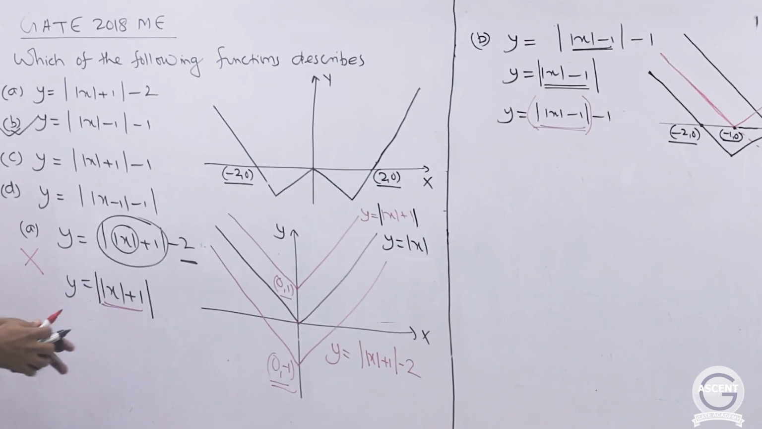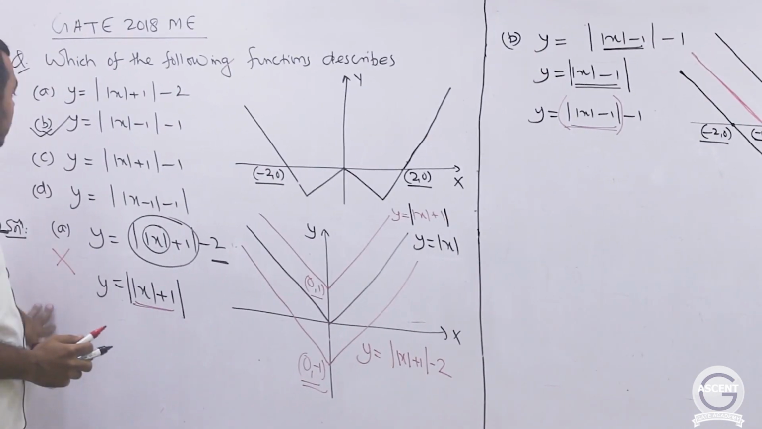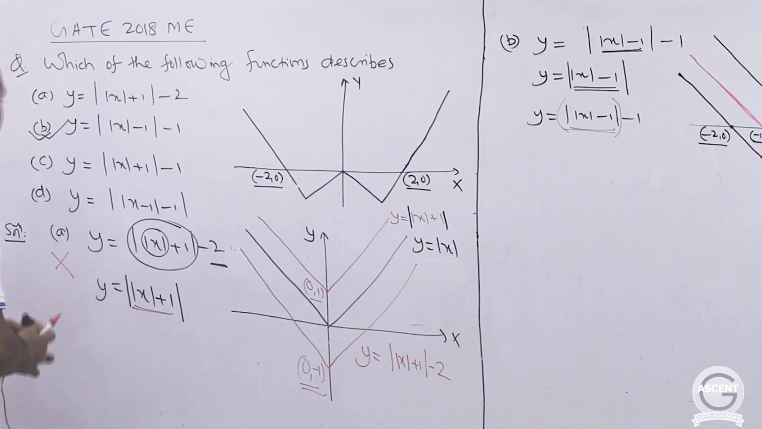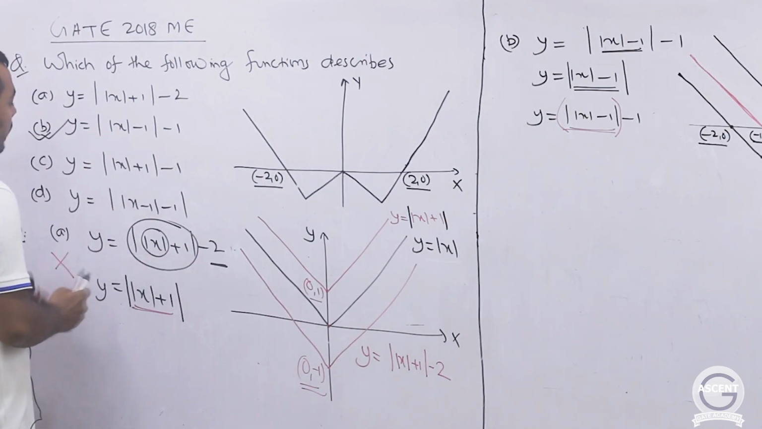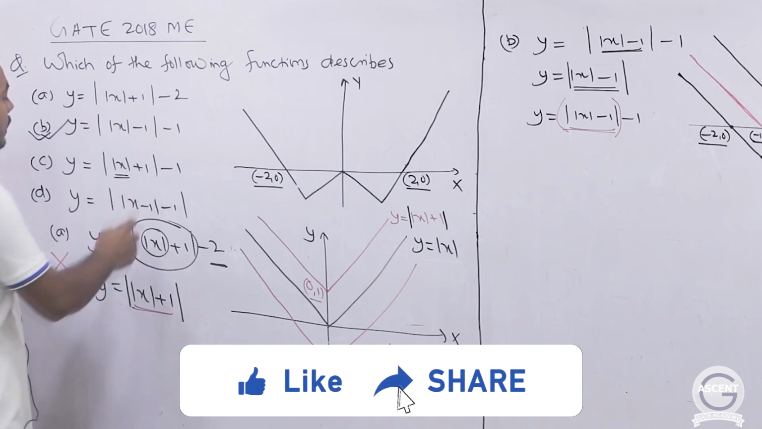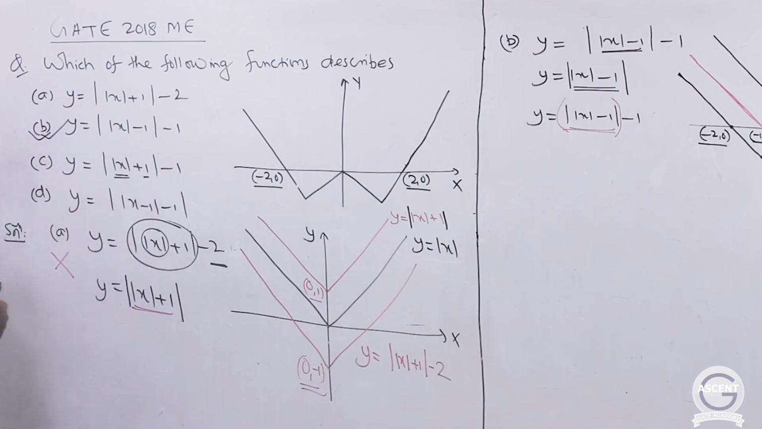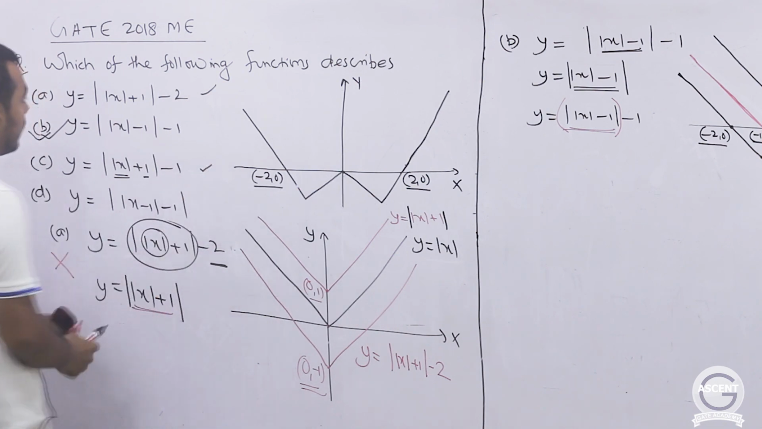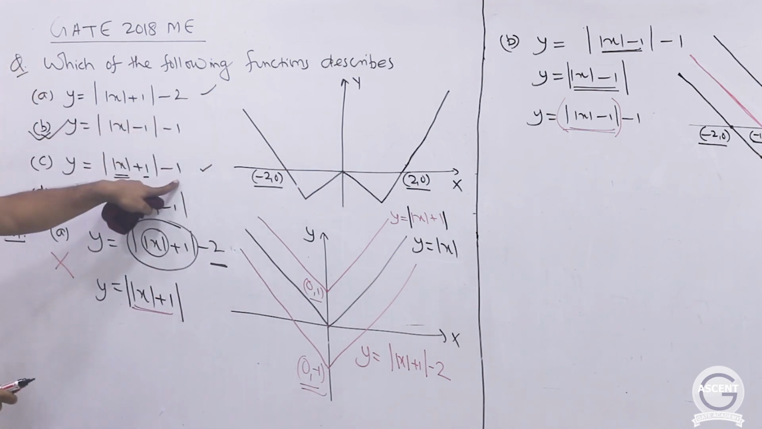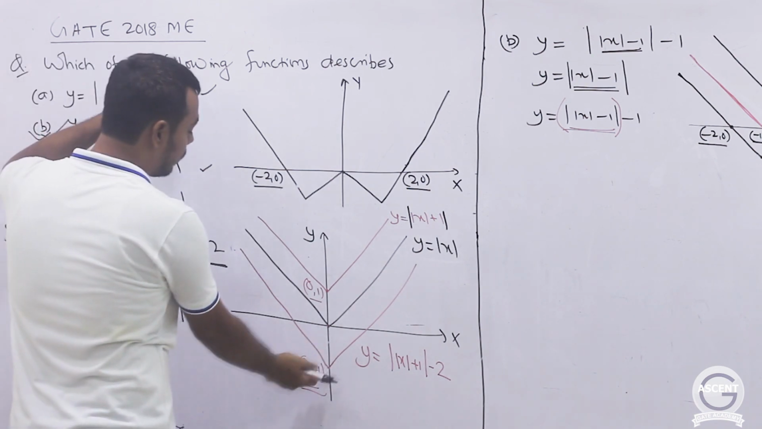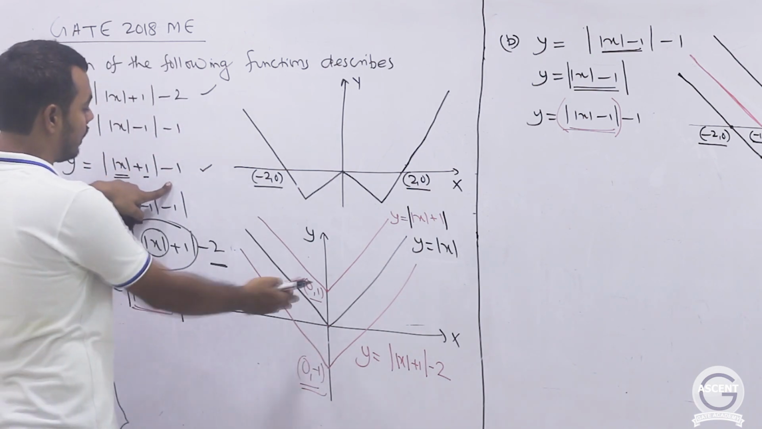If you want to draw the graph of other functions, then you can draw the graph in a similar manner. If you want to draw the graph of this option, say C, then here you have to first draw the graph of y equals to mod x plus 1, which means a shift by 1 unit towards positive y. You can see that option A and option C are similar, except here you have minus 2, here minus 1. So if you have minus 2, then we had shifted this graph by 2 units. For minus 1, we'll shift the graph by 1 unit.